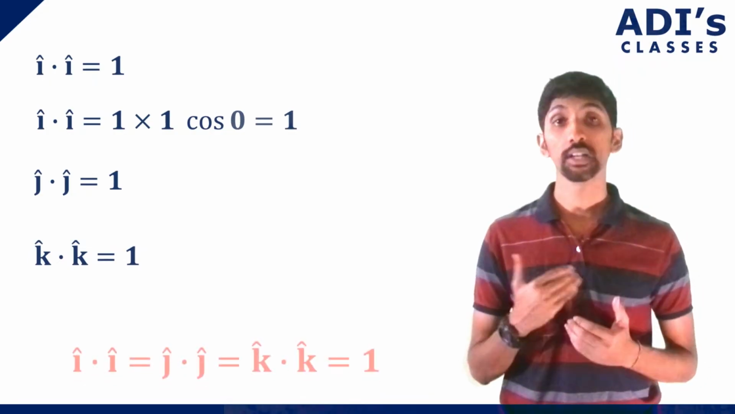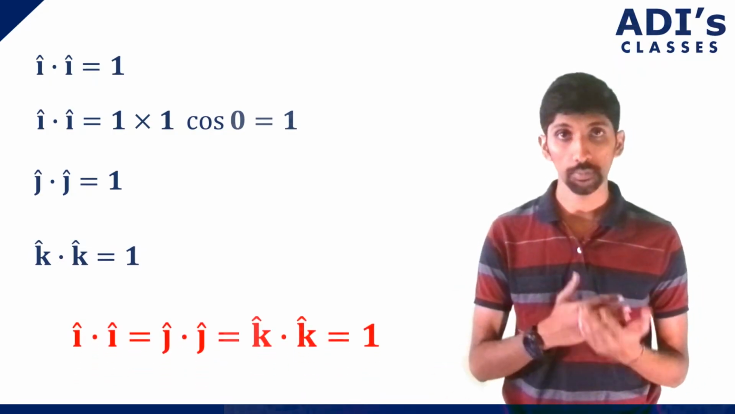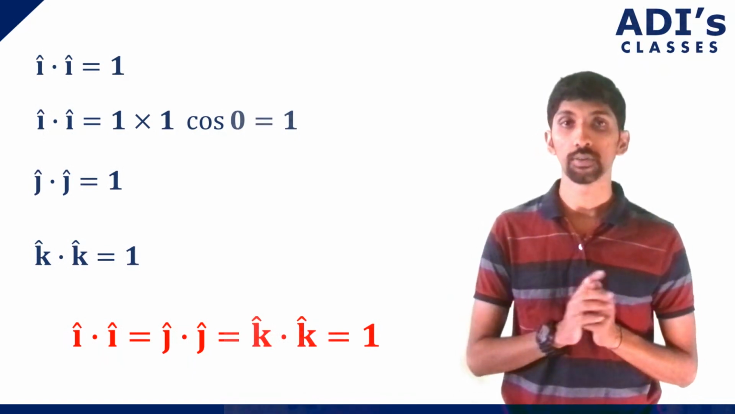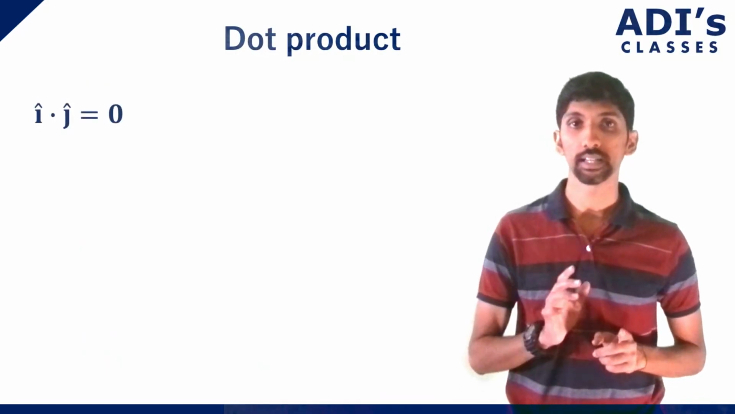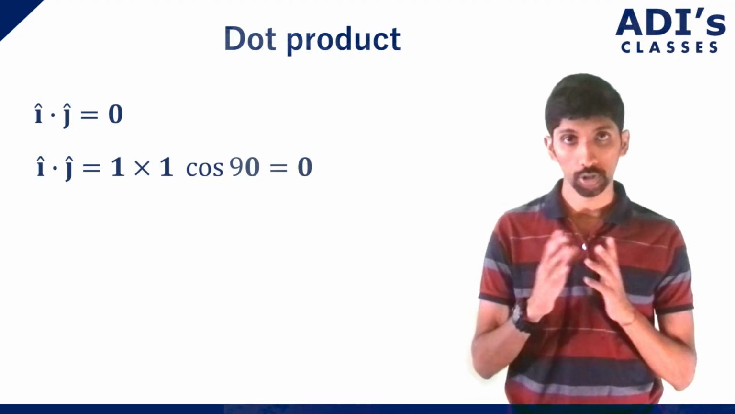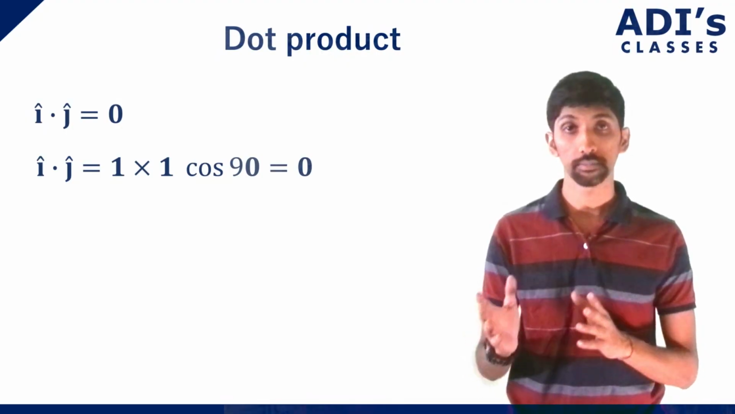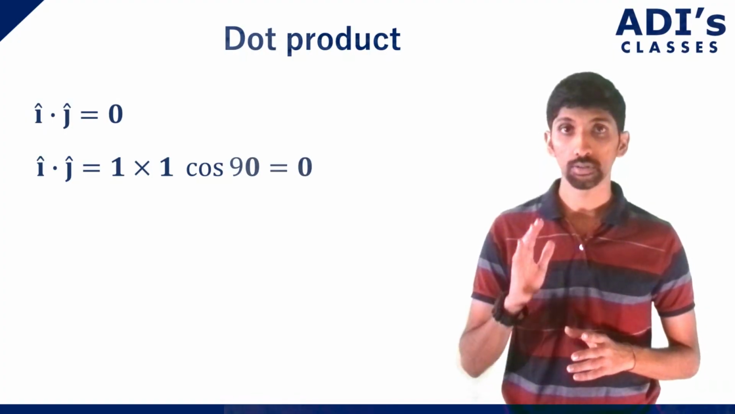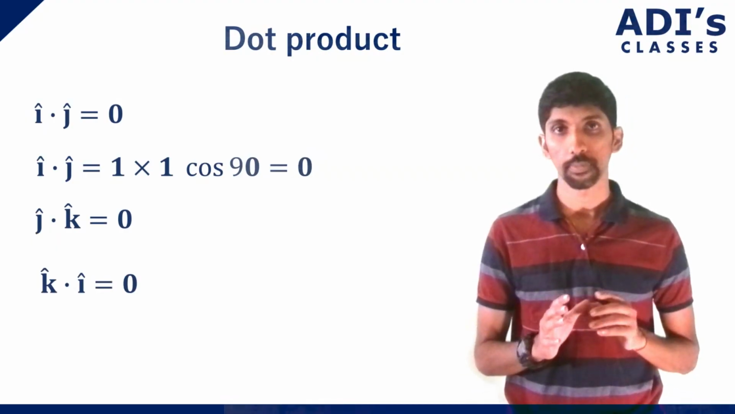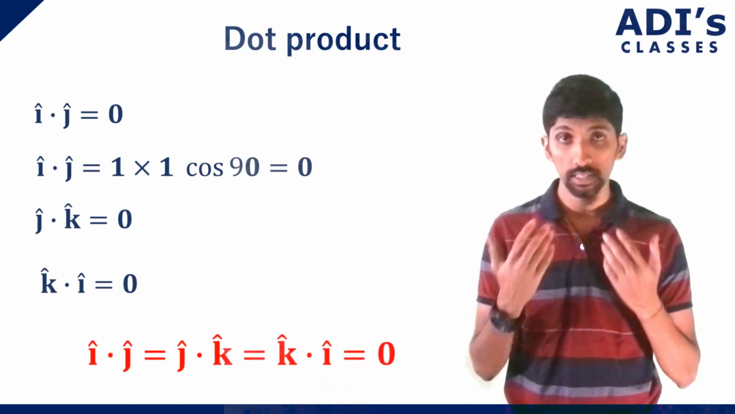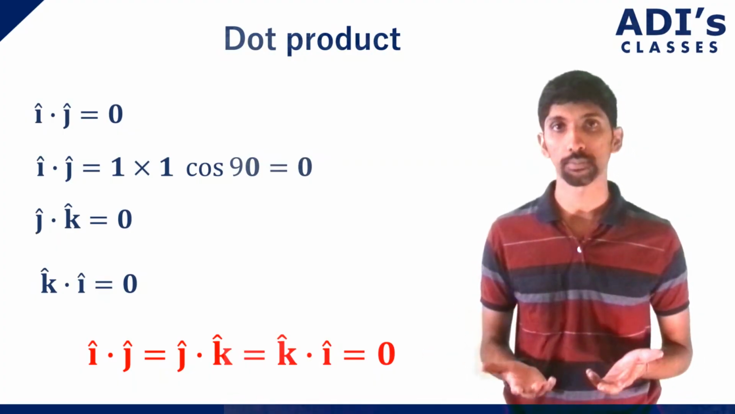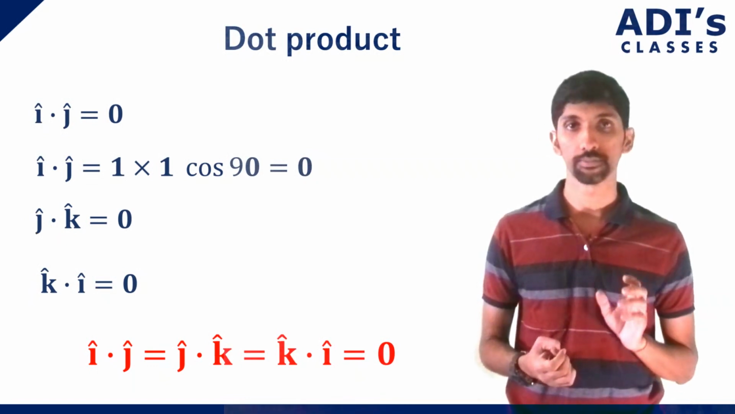Now, what if you take the dot product of i and j? If you do i dot j, you get 1 into cos 90, which becomes 0. So for mutually perpendicular vectors, the dot product is 0. That means i dot j equals j dot k equals k dot i equals 0. Understood? So we can generalize that for any two mutually perpendicular vectors, if you take the dot product, the value is 0.